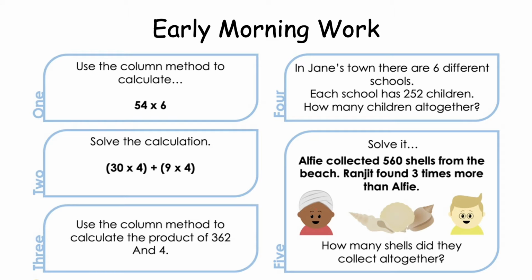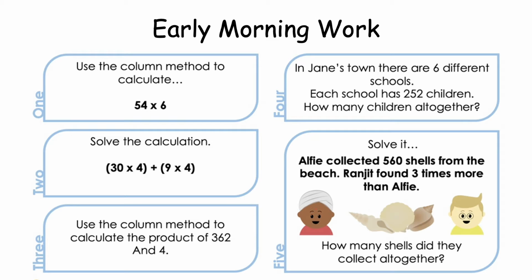And question number 5. Solve it. Alfie collected 560 shells from the beach. Ranjit found 3 times more than Alfie. How many shells did they collect all together? So you now need to pause the video and then we will go through the answers.